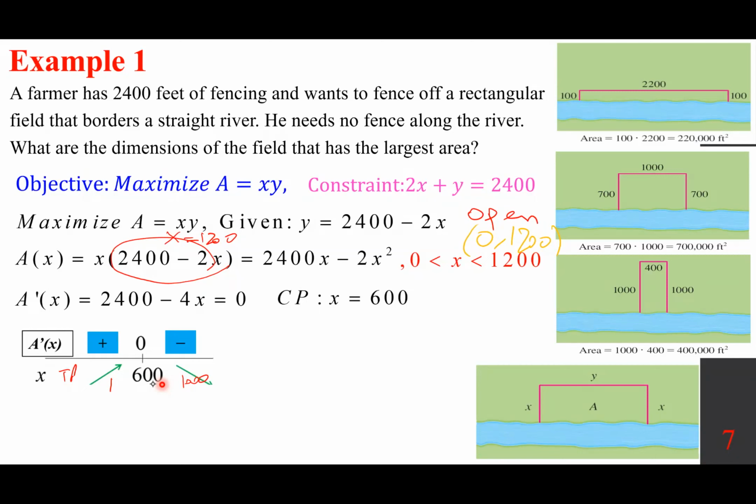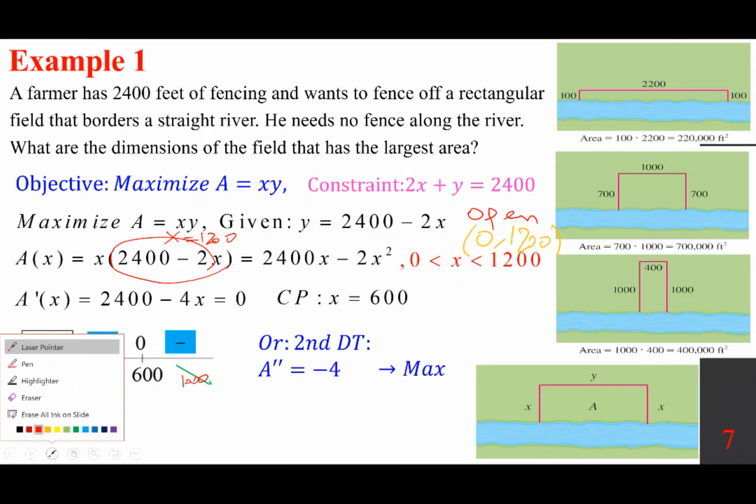And of course, we said because it's an open interval and there is only one critical point, it is also an absolute max. What about the second method, namely the second derivative test? So if I take the second derivative, I get minus 4. And remember, we have to plug in 600 and observe to see whether it's positive or negative. This will always be negative regardless because it is not a function of x. Therefore, it gives us a maximum.